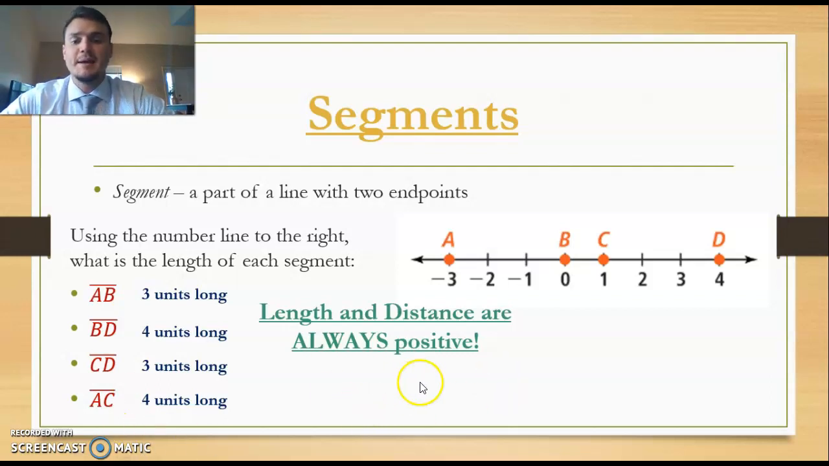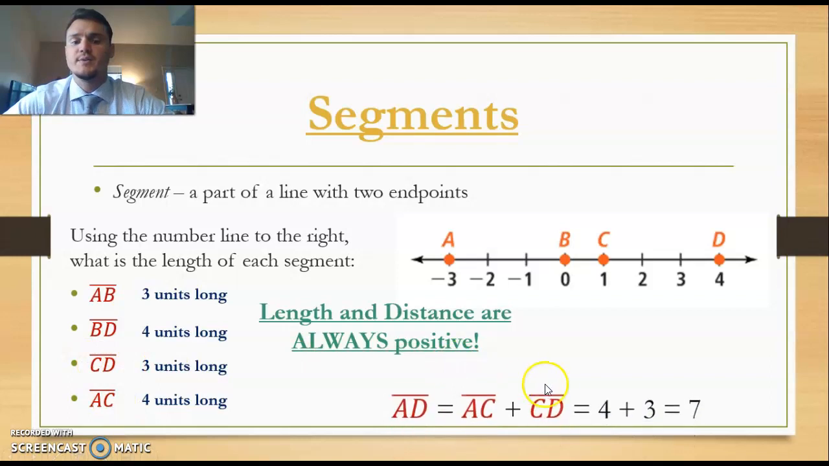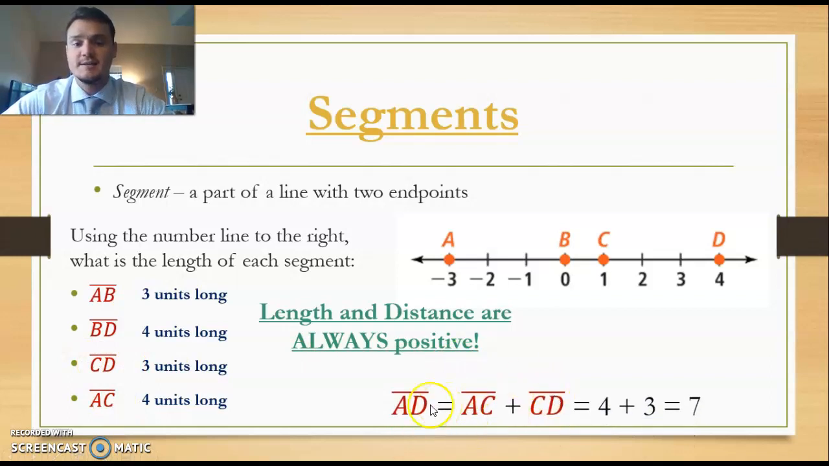Now, just a basic breakdown of what the segment addition postulate says. Let's say we wanted to know what A to D is, but we didn't want to count it. We just wanted to use information that we already knew. So A to D is really the same thing as A to C plus C to D. So that's what the segment addition postulate says: the length of one segment is the same as adding two segments together that make up that whole segment. So like A to D is the same thing as A to C plus C to D.